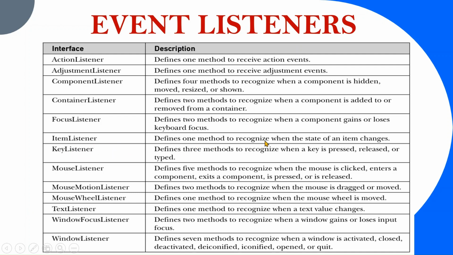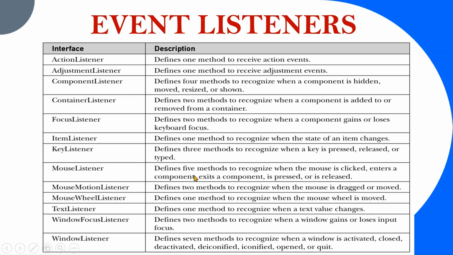Item listener defines one method to recognize when the state of an item changes. That is, we have an abstract method called itemStateChanged, one method. Then key listener defines three methods to recognize when a key is pressed, released, and typed. We have three abstract methods: keyPressed, keyReleased, and keyTyped.